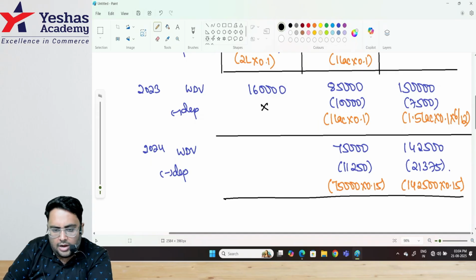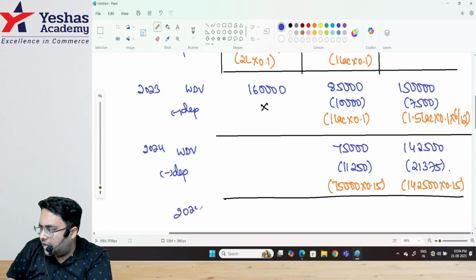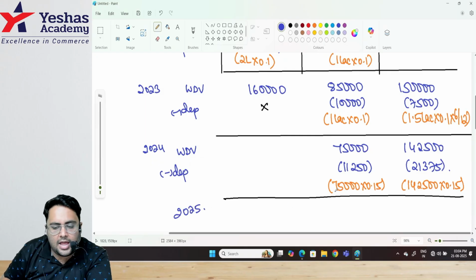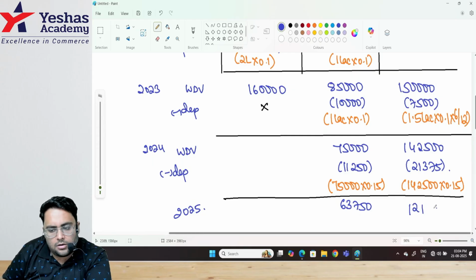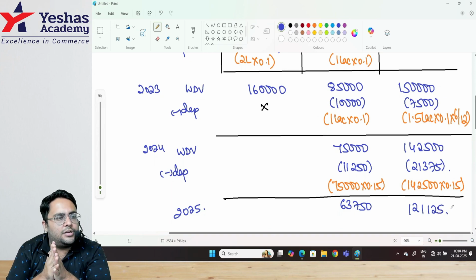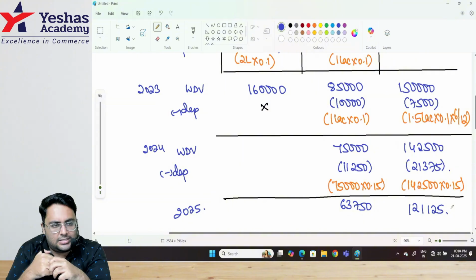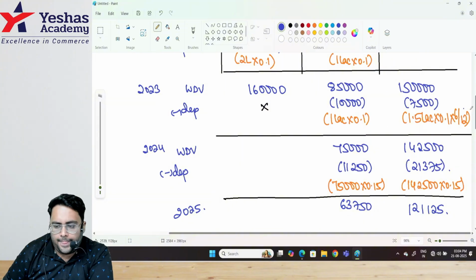WDV of the machine after this. In the year 2025, M1 is not there. M2, 63,750. M3, 1,21,125. How many of you got all this calculation right? Good. Is there any other calculation required? Yes, sir. Can I go ahead?